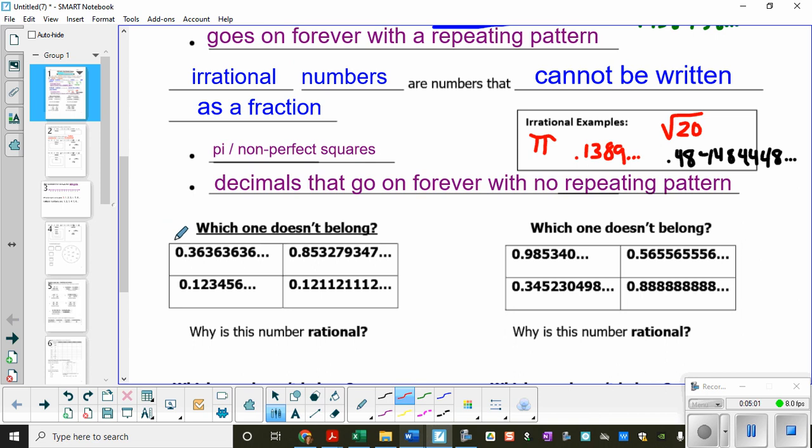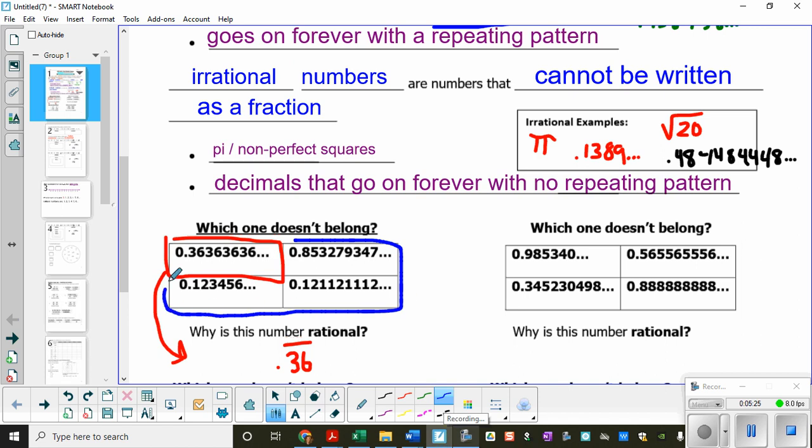And hopefully you guys would agree with me that this is the one that doesn't belong because it has a repeating pattern. So this one doesn't belong with all these other decimals. So why do we want to say that this number right here is rational? Because I can write it like this. It has a repeating pattern, so this one is rational, and then these other three would be considered irrational. Okay, those are going to be IR for irrational.